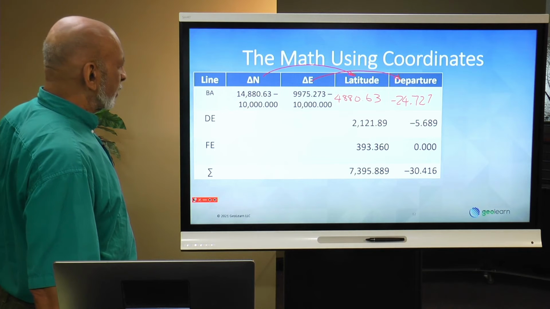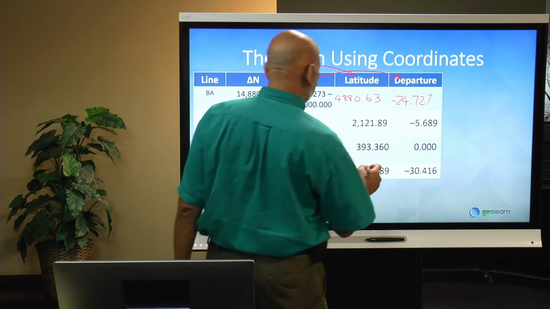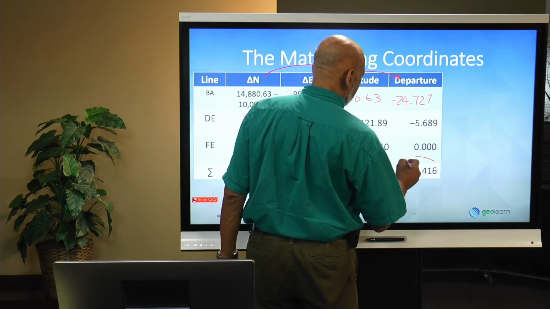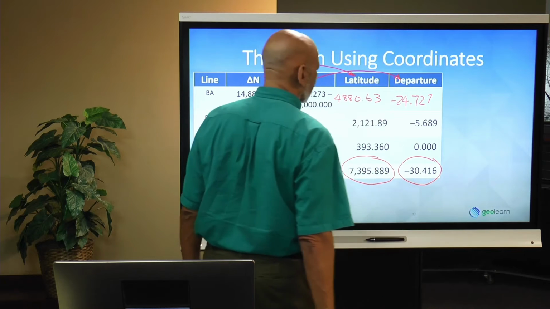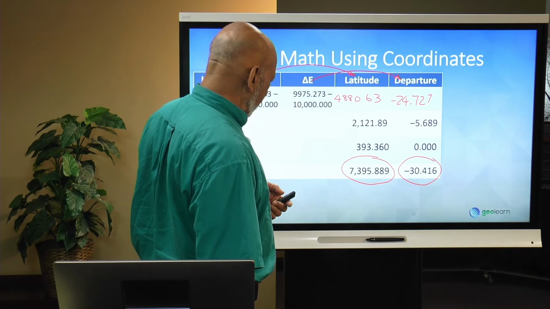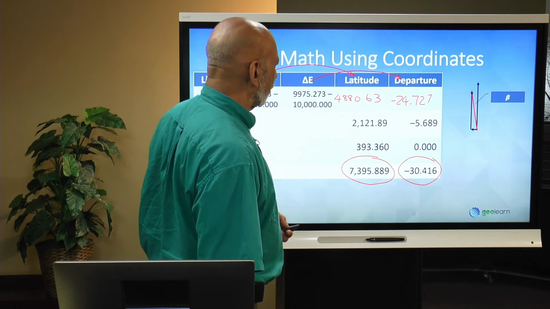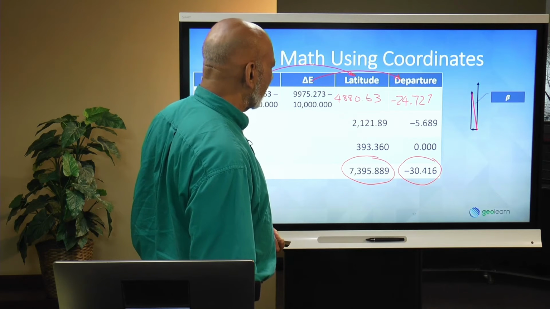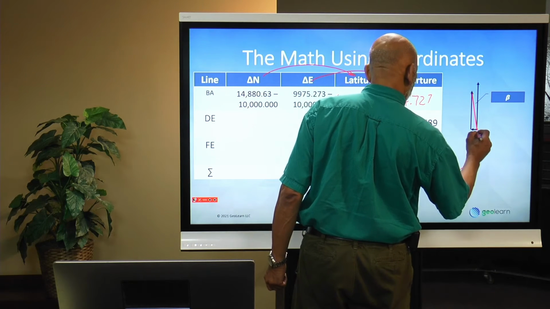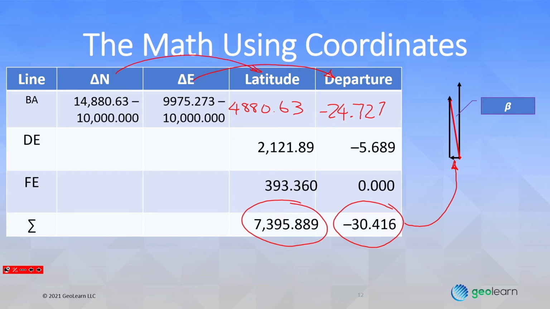And then when you add up the latitude and departure columns, you get the 7395.889 for the northing of this combined line, and a negative, meaning to the west, 30.416 for the departure. So then, if you look at that line, obviously the angle is exaggerated because it's a fairly tiny angle, but the 30.416 is this distance here, and of course the 7395.889 is the longer north-south direction to get that red line, which is our line of interest.